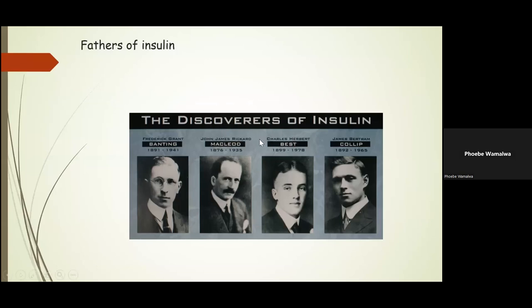The fathers of insulin, or the ones who discovered insulin, are basically here: Banting, Macleod, Best, and Collip, and we attribute the success of treatment of diabetes to them.